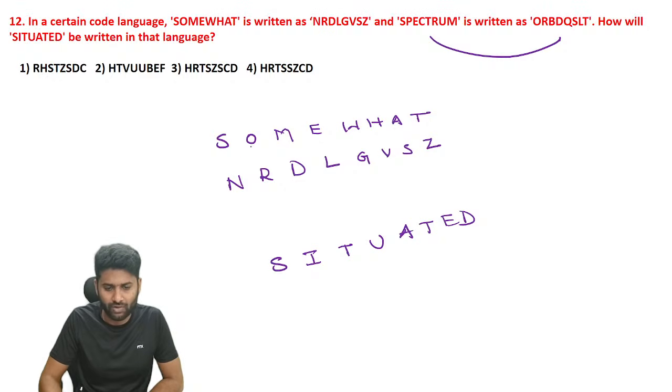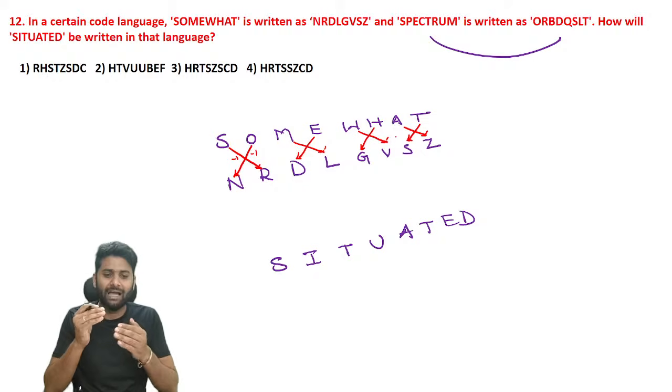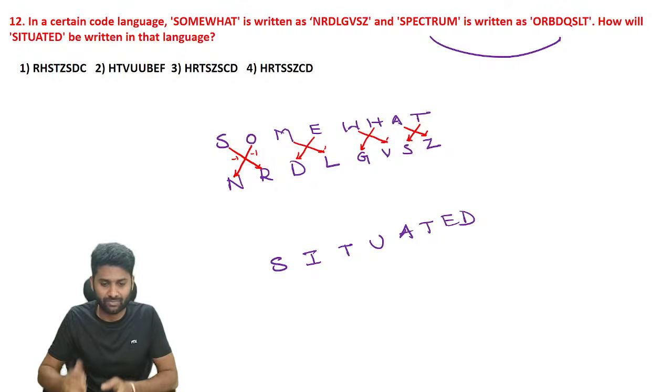Here the pattern is all about ON, SR. So O minus 1, S minus 1 is the logic. E minus 1, M minus 1. H minus 1, W minus 1. T minus 1, A minus 1. So here the logic is all about adjacent letters, and those codes are interchanged. Adjacent letters' codes are interchanged with minus 1, minus 1.